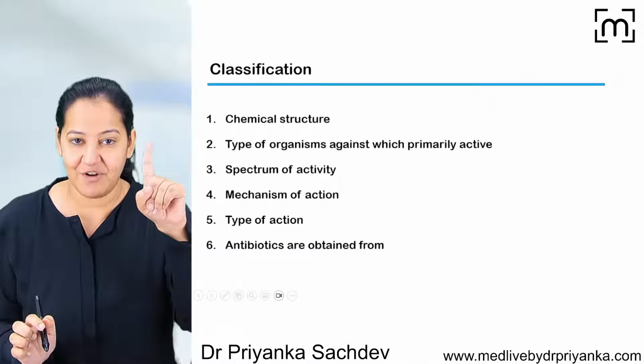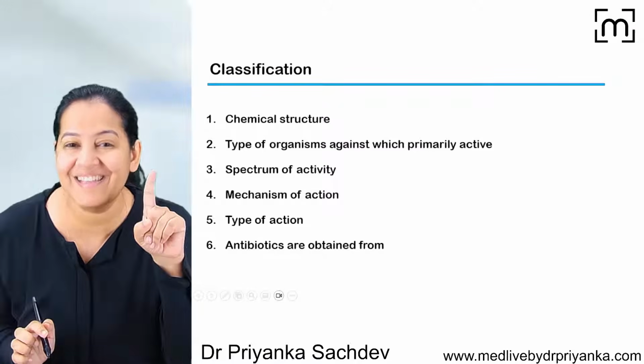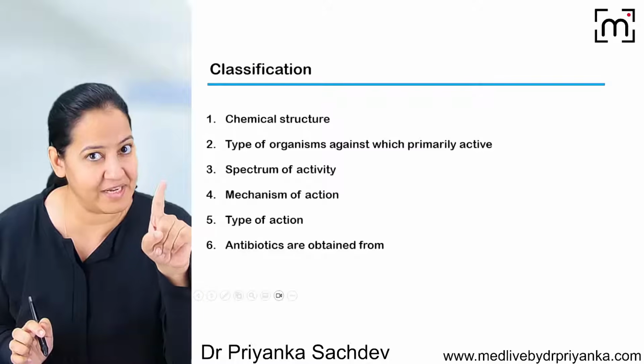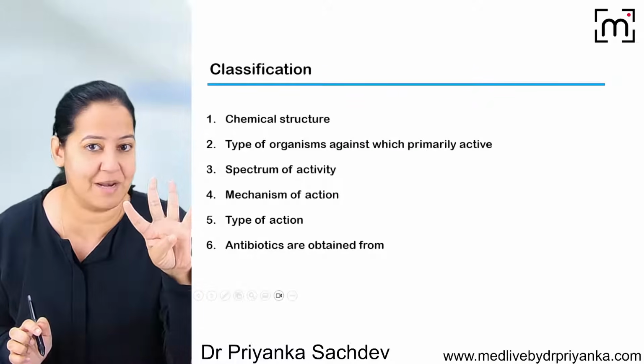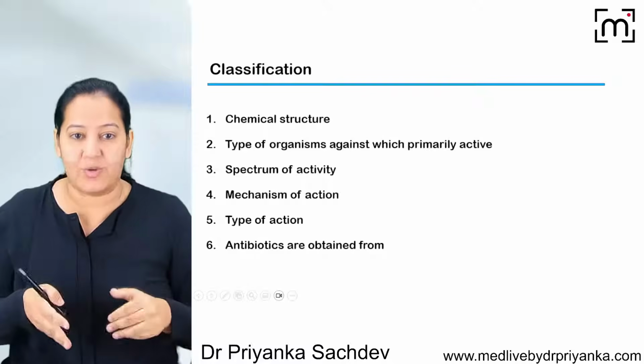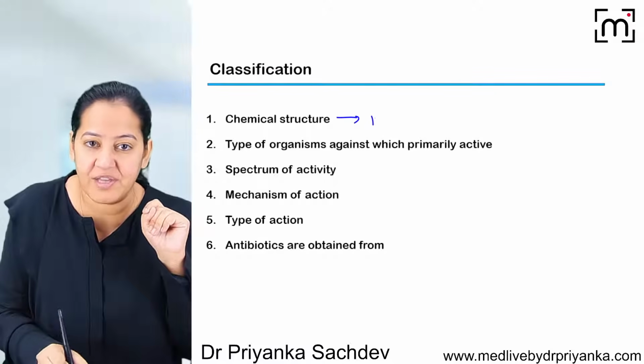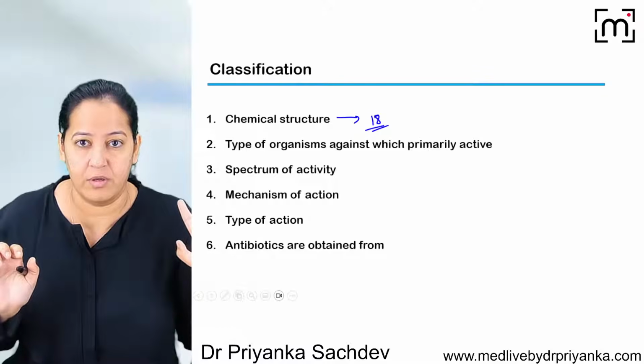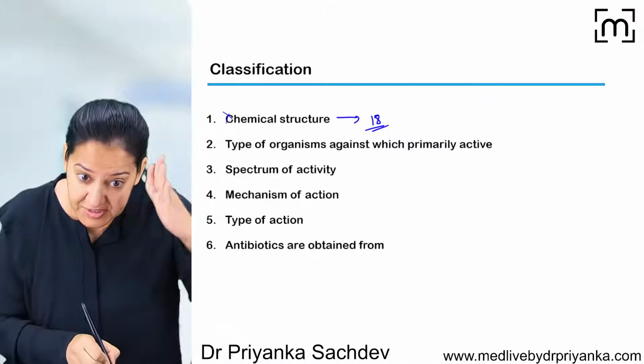I taught you the definition of antimicrobial. What are antimicrobial drugs? Antimicrobial drugs are the drugs that kill the microorganism. They kill bacteria, they kill virus, they kill fungus, they kill parasite. So there are 6 ways to classify them. Based on chemical structure, there are 18 types. Don't learn that. Just have a look. Broadly have a look. You don't get questions on them, but you get questions on others.